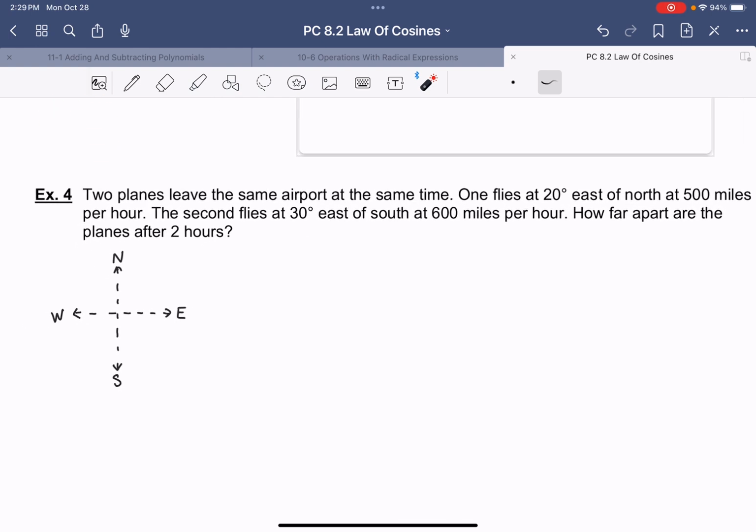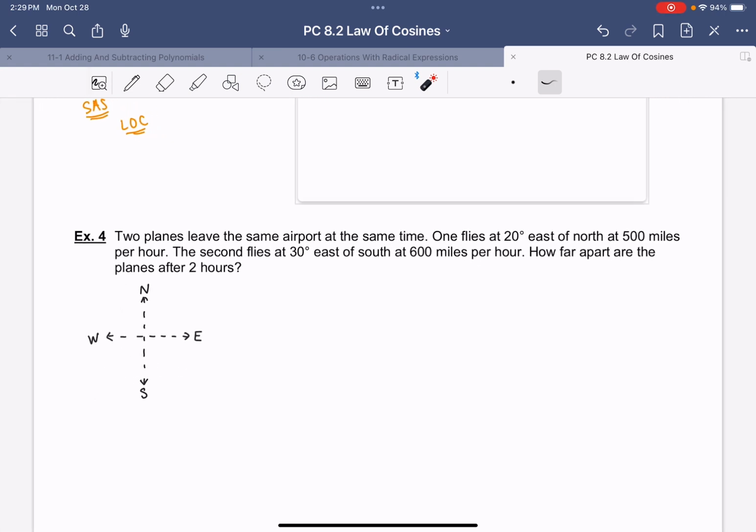We have two planes leaving the same airport at the same time. One flies at 20 degrees east of north at 500 miles per hour. And the second one is going to be flying 30 degrees east of south at 600 miles per hour. How far apart are the planes after 2 hours?